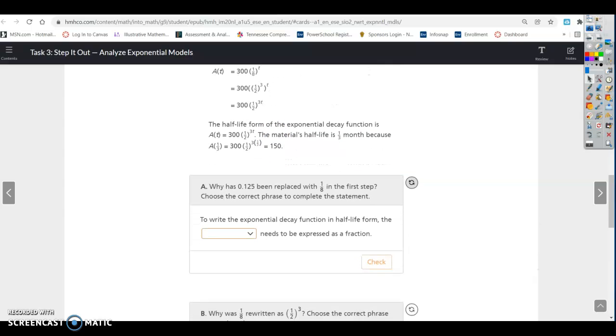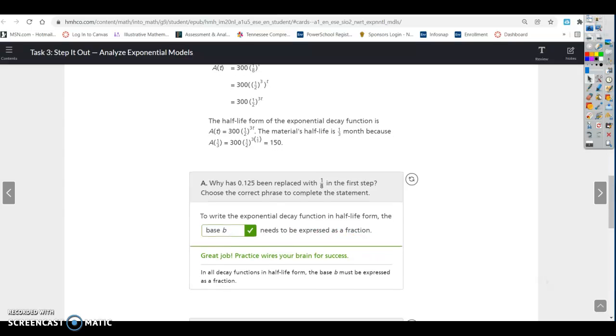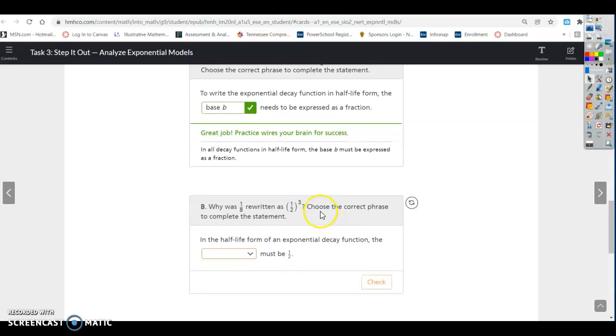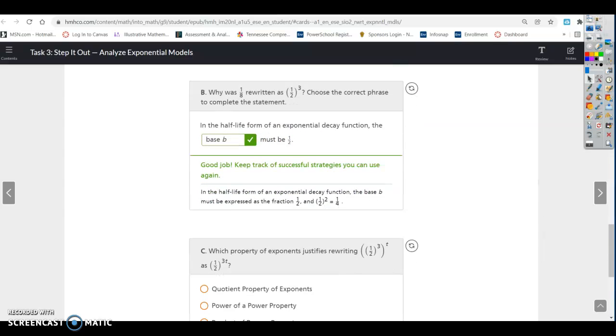Okay, so it says why has 0.125 been replaced with 1/8. Okay, so this is a decimal, and it's just replaced with an equivalent fraction. All right, so it says to write the exponential decay function in half-life form, the base needs to be expressed as a fraction. All right, why was 1/8 replaced as 1/2 to the third power? Again, we're talking about half-life, so it needed to be a base of 1/2. All right, so it says in the half-life form of an exponential decay function, the base must be 1/2.